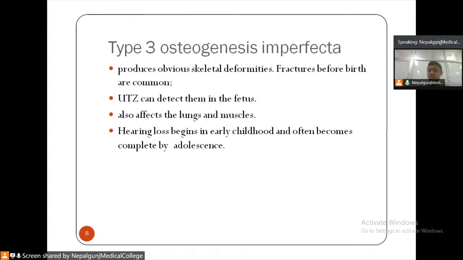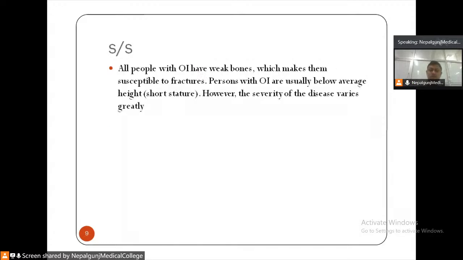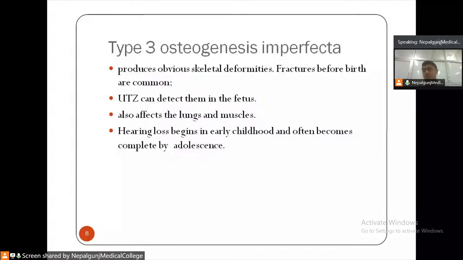Coming to type 3 osteogenesis imperfecta, it produces severe, obvious skeletal deformities. Fractures before birth are common. If you encounter multiple numerous fractures, either over the clavicle, upper limb or lower limb, you can suspect osteogenesis imperfecta in a child, if a child is born with fractures, unless it's some idiopathic or iatrogenic cause. Ultrasonography can detect them in the fetus. It also affects the lungs and the muscles. The hearing loss begins in early childhood and often becomes complete by adolescence. Usually the hearing loss is of a sensorineural variant.